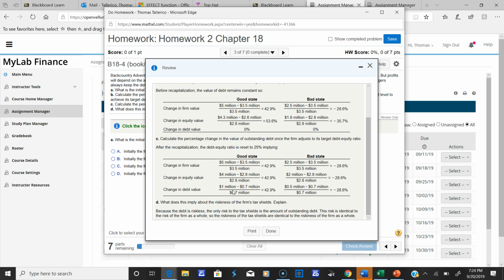What does this imply about the riskiness of the firm's tax shields? Explain. Because the debt is riskless, the only risk to the tax shields is the amount of the debt. The risk is identical to the risk of the firm as a whole because the debt is riskless. So the riskiness of the tax shields is identical to the riskiness of the firm as a whole. So that's the answer to 3. If you think about it, they're just ratios. It's pretty straightforward. I hope everybody understands that.